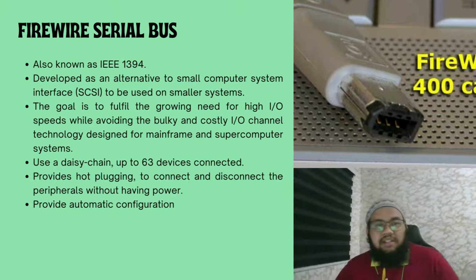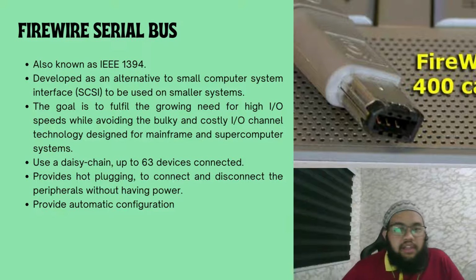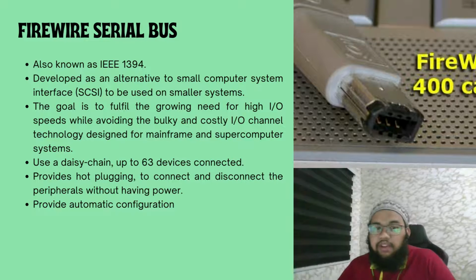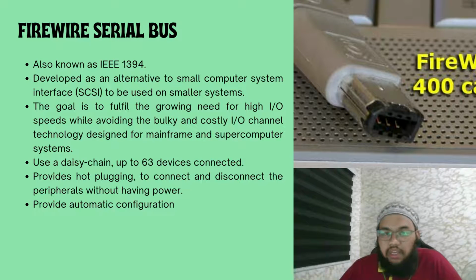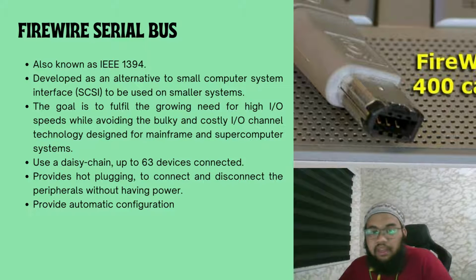So the second is the FireWire serial bus, also known as IEEE 1394. It was developed as an alternative to the Small Computer System Interface, or SCSI, to be used on smaller systems. The goal is to fulfill the growing need for high I/O speeds while avoiding the bulky and costly I/O channel technology designed for mainframe and supercomputer systems.